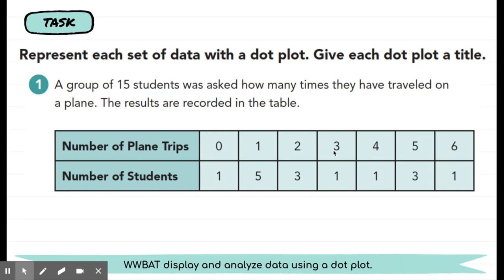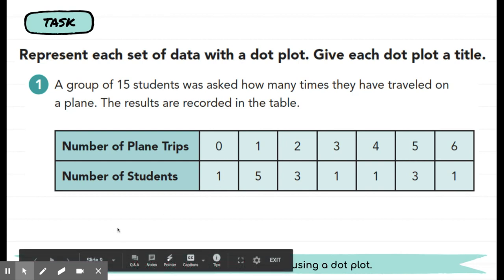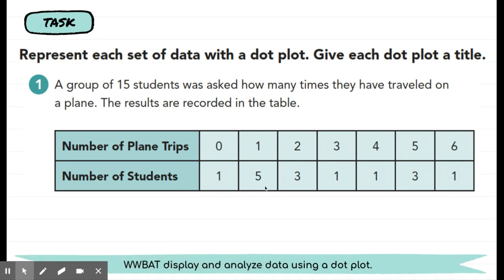Your title could be something as simple as number of plane trips, and you can see that the range of the data starts from 0. So there's one person who never went on a plane, up to 6. There are 5 people who went on a plane once, 3 people who went on a plane twice. So you're going to put one dot to represent one student on each number, and depending on the frequency, you're going to put that many dots.